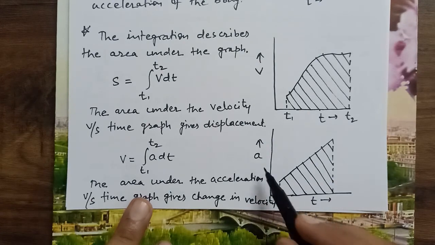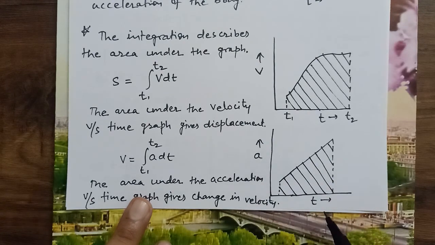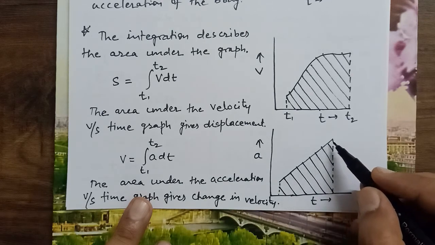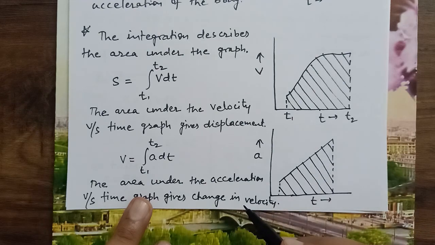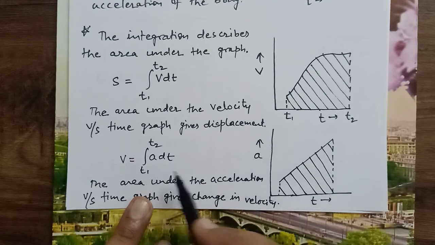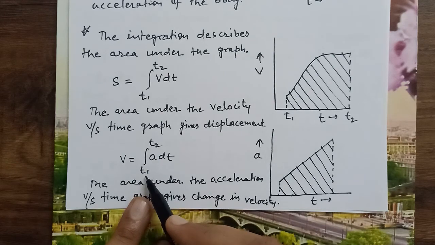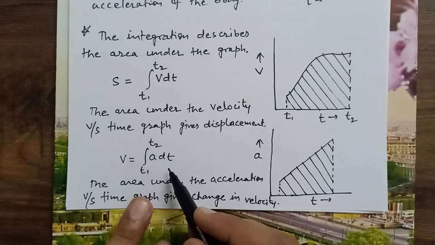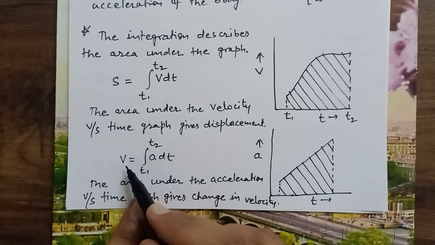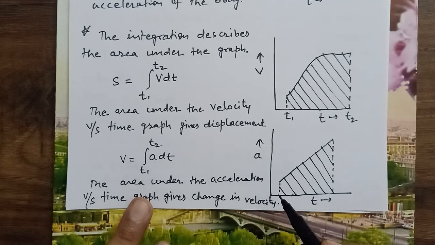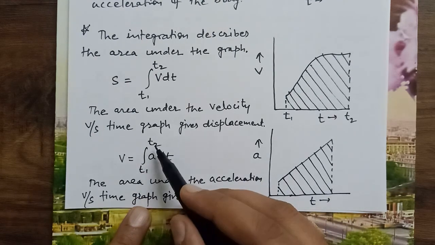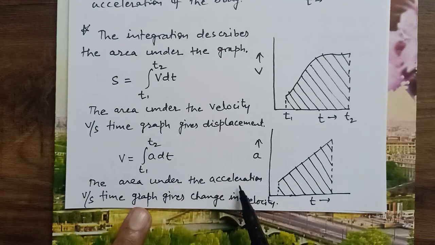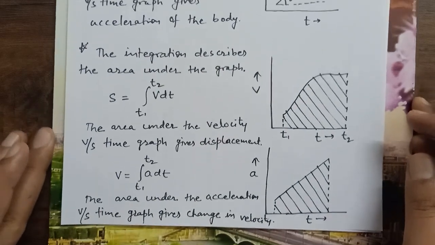In the last graph, we are showing acceleration versus time. Again, I took a straight line, but it may have any shape. In that case, the area will again give us a particular physical quantity. If we denote this as an integration, you write the integral from t1 to t2 of a dt. This will give you the change in velocity between the time period t1 to t2. So the area under the acceleration versus time graph gives the change in velocity.